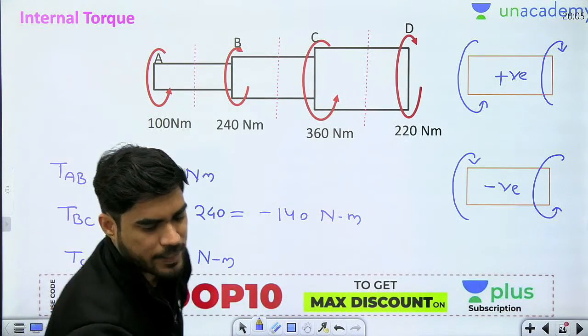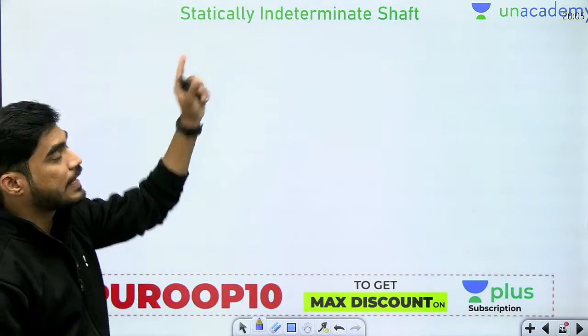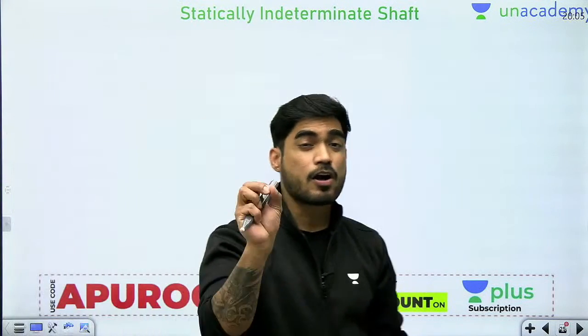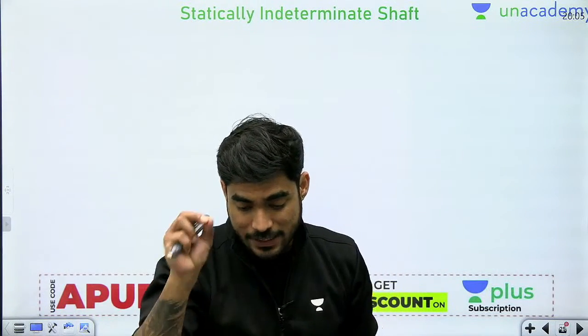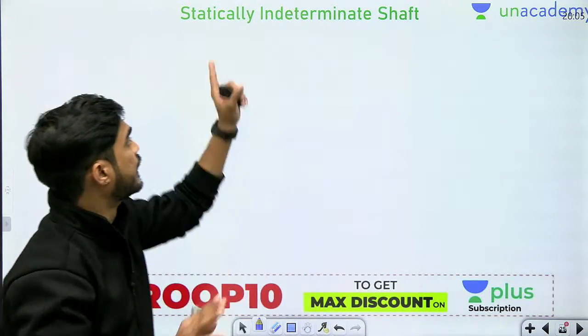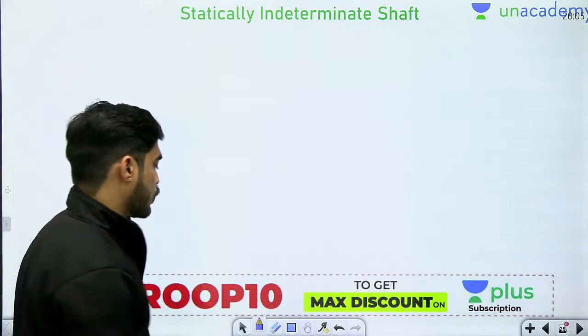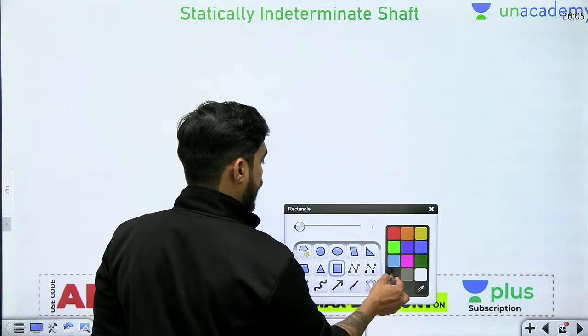Now the next topic is statically indeterminate shaft. Now you get a lot of questions from this topic. इस topic से बहुत सारे question आते हैं, ठीक है, statically indeterminate shaft. So what do we mean by statically indeterminate shaft, beta?